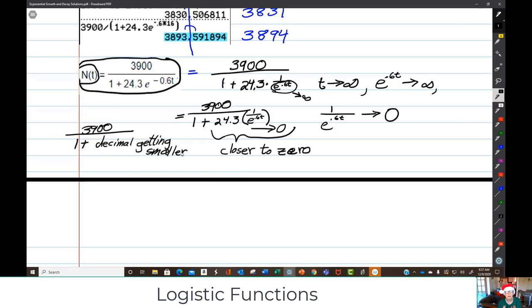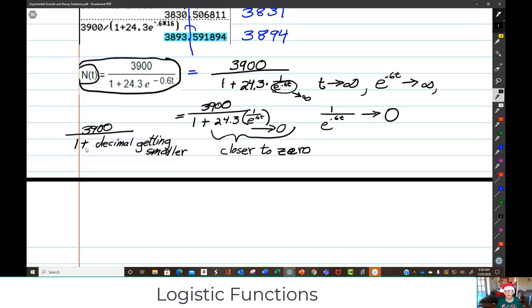However, it doesn't disappear. For all intents and purposes, it'll be zero, but it's not really zero. So you'll have one plus a really small decimal divided into 3,900. Well, you know that 3,900 over just one would be 3,900, but you cannot escape the fact that this number never disappears, it just keeps getting smaller. So you'll always have a number a little bit bigger than one going into 3,900, so no, the number infected will never be 3,900, but it will be really, really close.